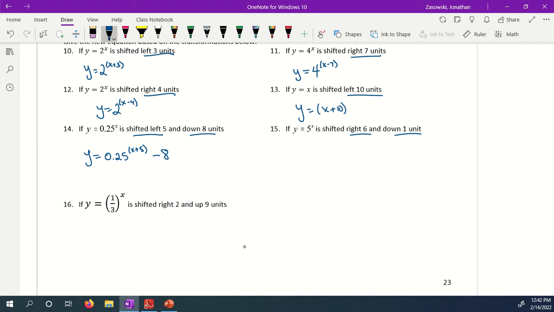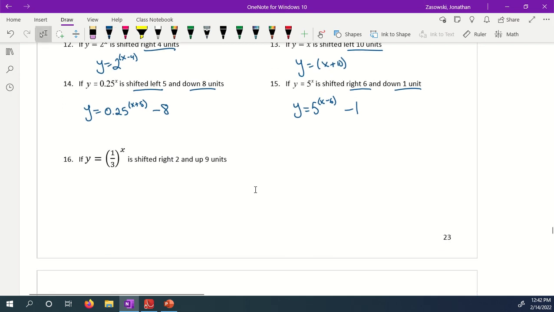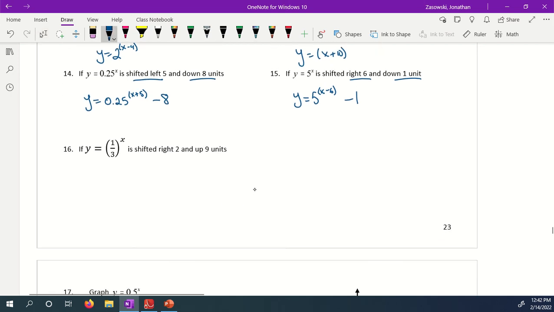All right, number 15. So we want to go right 6. Remember, right is affecting the x, down is affecting the y. So it's y equals 5 to the x minus 6 to go right, and then down 1 we subtract from the entire function. Okay, number 16, same concept here. I'm going to go right 2, so that affects the x and it's opposite, and 9 units up affects the y. So it's y equals 1/3 to the x minus 2 to go right 2, and then plus 9 at the end to move up 9.